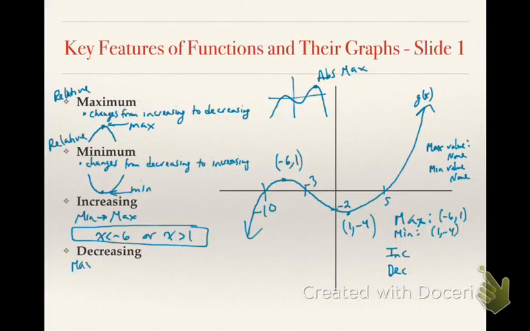Decreasing, we're going from a max value to a min value. So (-6, 1) is a maximum, (1, -4) is a minimum, so it's decreasing from -6 less than x less than 1. Okay. Just one interval where it's decreasing. Now take a note that I did not include the -6 or the 1 because at those points, at the maximum and at the minimum points, it is neither increasing nor decreasing.